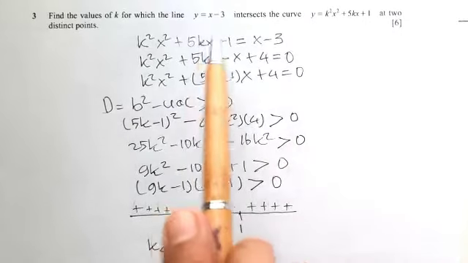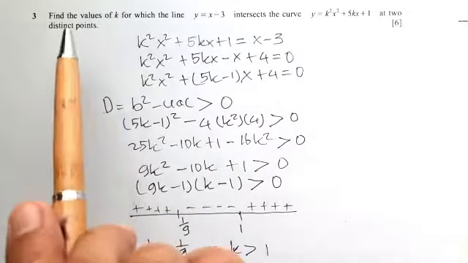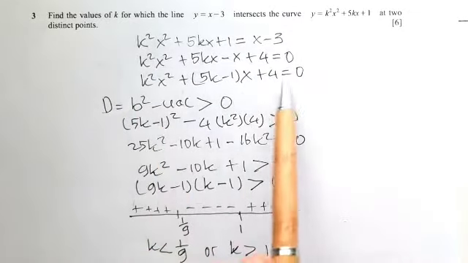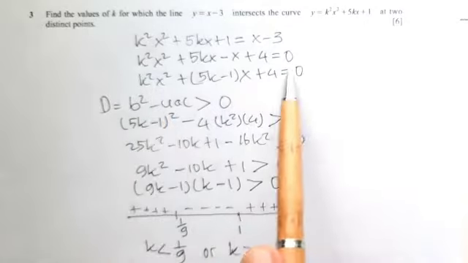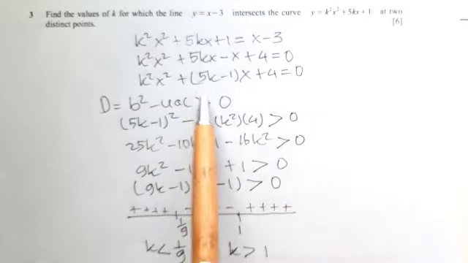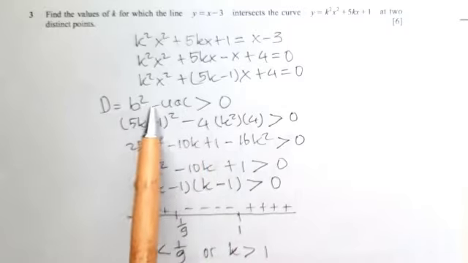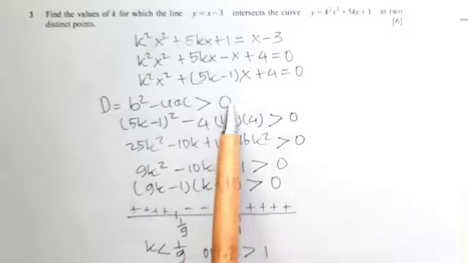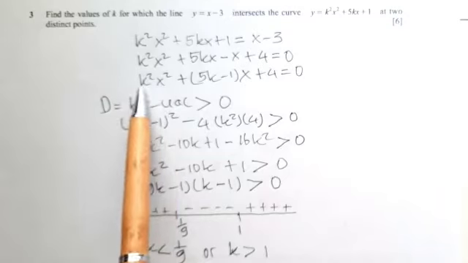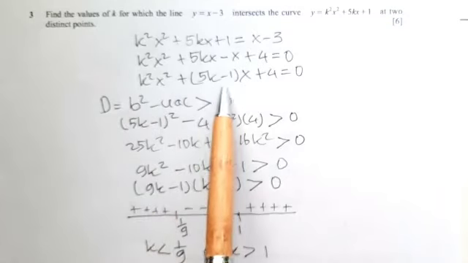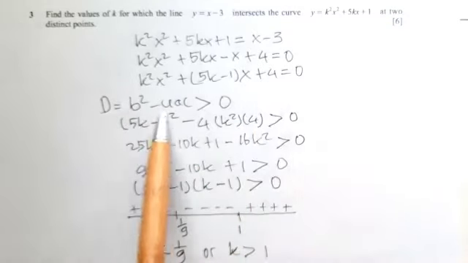Now, since the line intersects the curve at two distinct points, thus the discriminant of this equation is more than 0. Discriminant equals b squared minus 4ac more than 0. A is k squared, b is 5k minus 1, and c is 4. Do substitute in this formula.